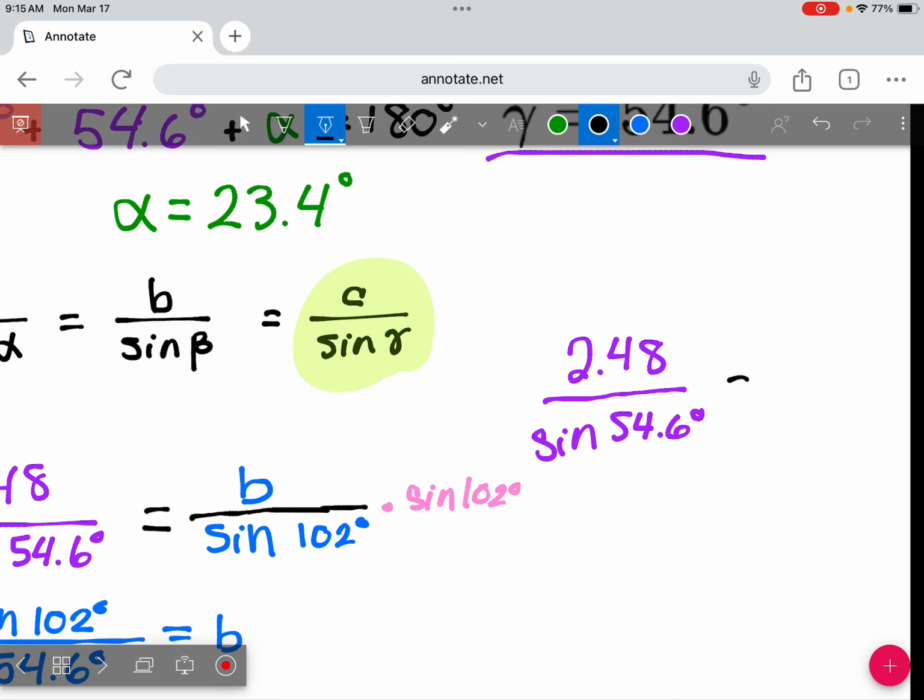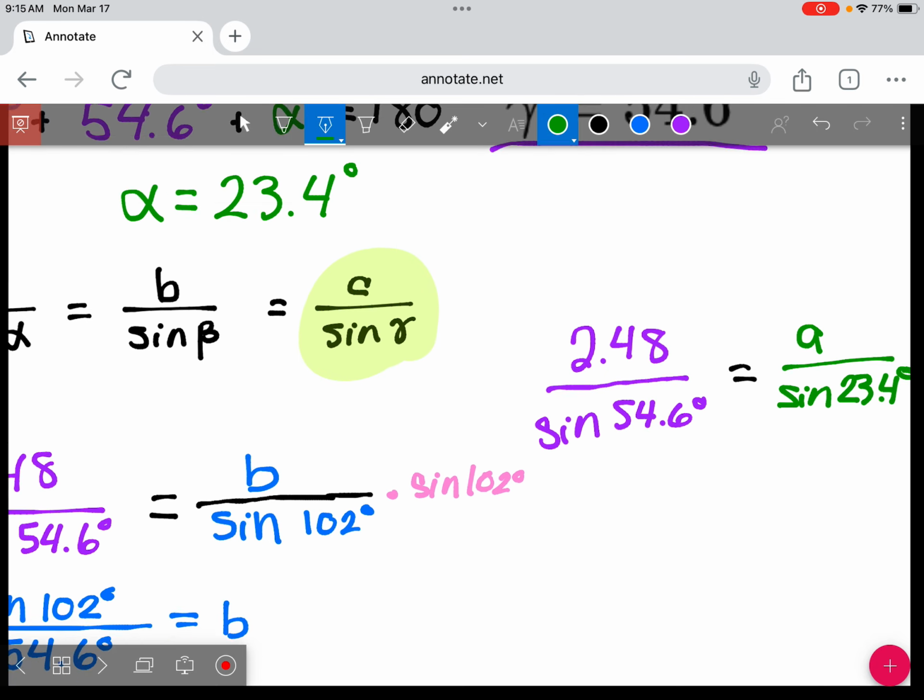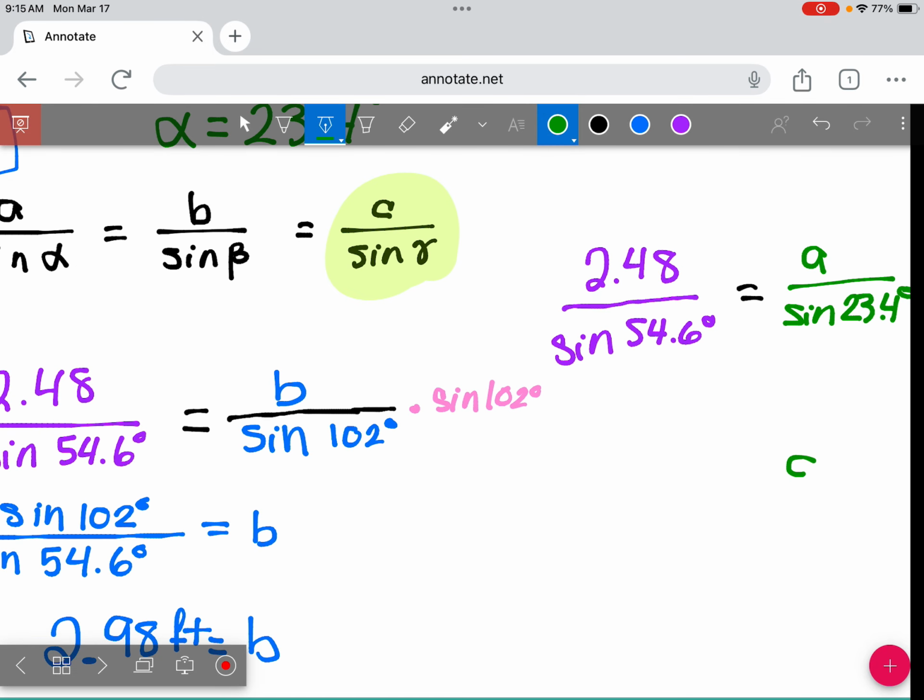And to find our A, we're going to set up A over our sine of alpha, our 23.4. So again, we're going to follow this same process. We're going to multiply by our denominator to get that our side A is going to be this hot mess of a fraction with our 2.48 times our denominator, that's our sine of 23.4.